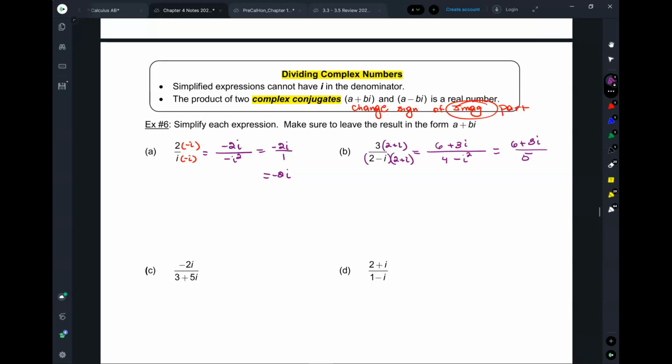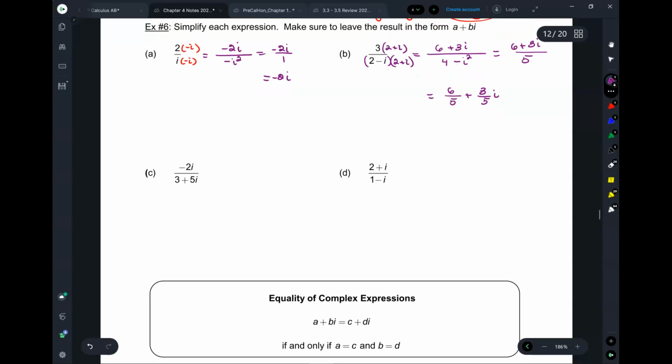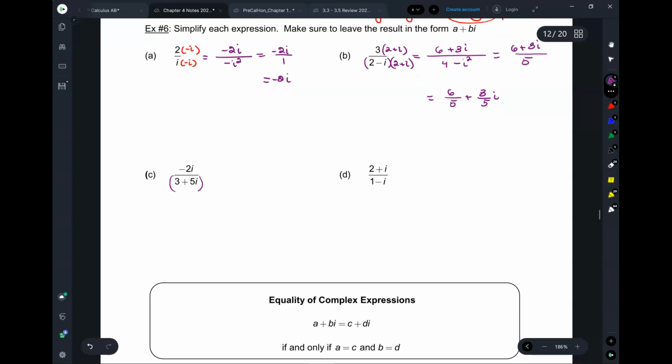But this is all a mess of real and imaginary. We got to split it up. When you split it up, it's got to be 6 over 5 plus 3 over 5i. It's usually written like this instead of 3i over 5, because we do number then imaginary. The i is always separate. Now, we're going to do that a little bit more quickly for the next one. So here I'm going to multiply by 3 minus 5i.